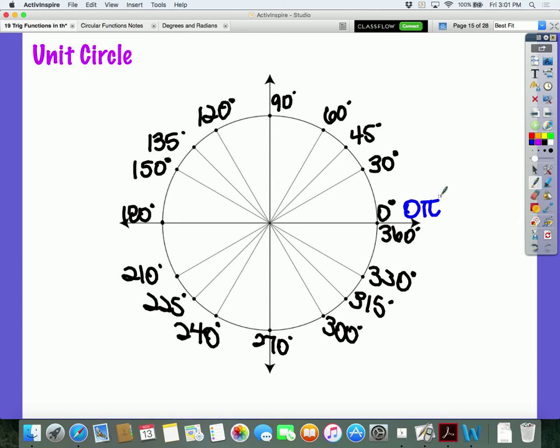30 degrees. Pi over 6. Wait, multiplying it by pi over 180? Yep, so 30 times pi over 180, 30 can go into both of these. So that's where the 6 came from. What about 45 degrees? Pi over 4. The next one's pi over 3.